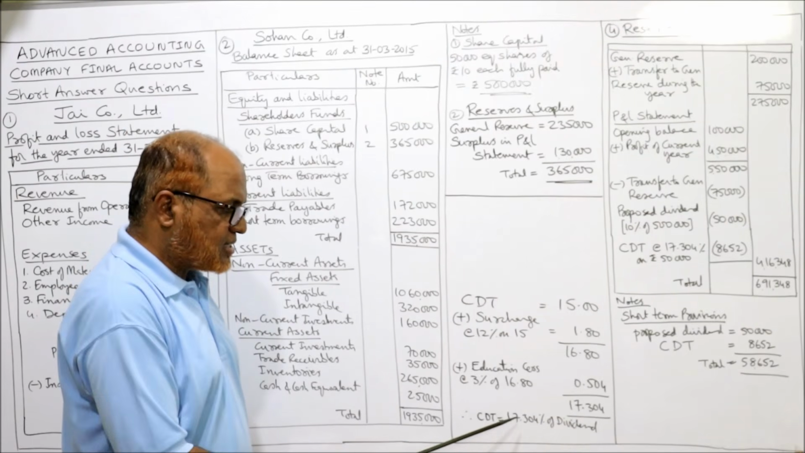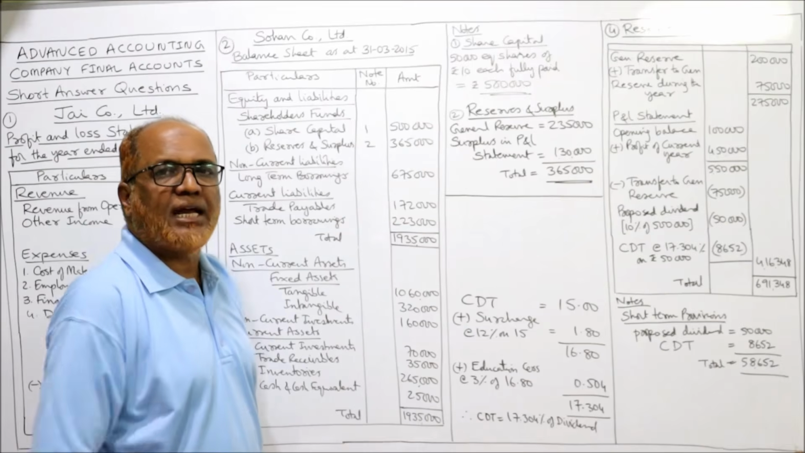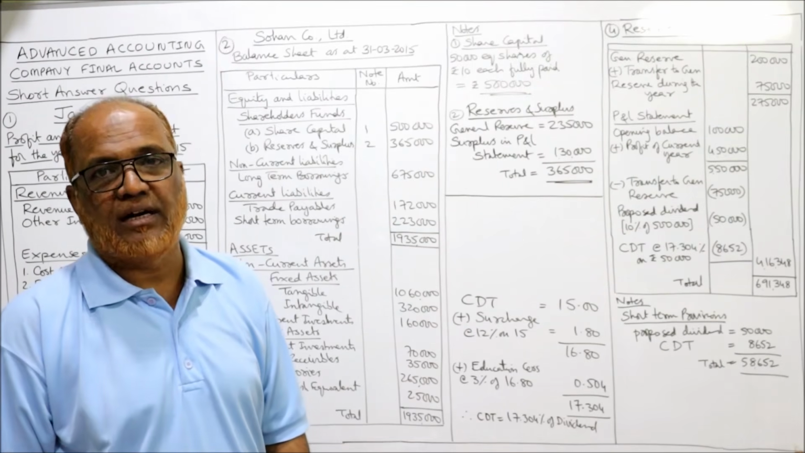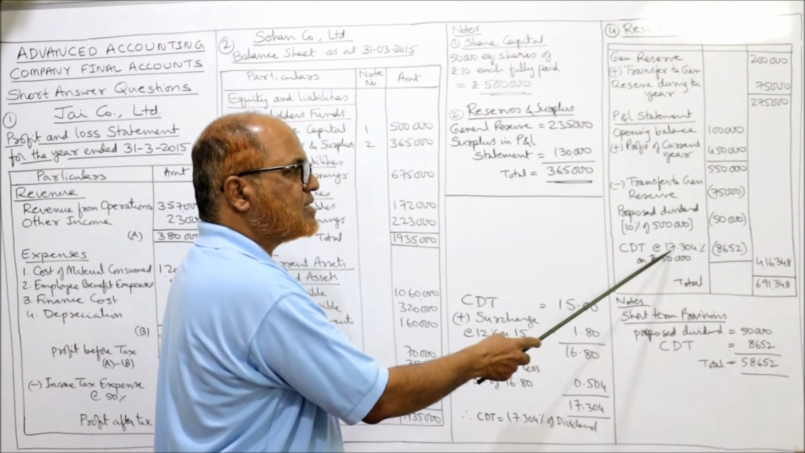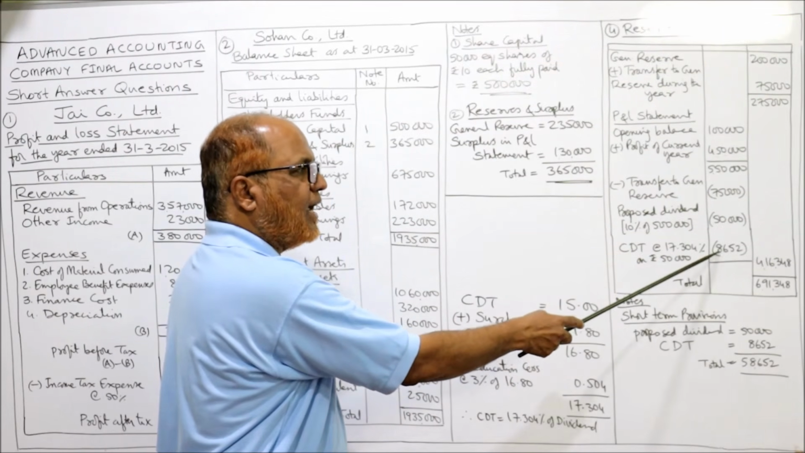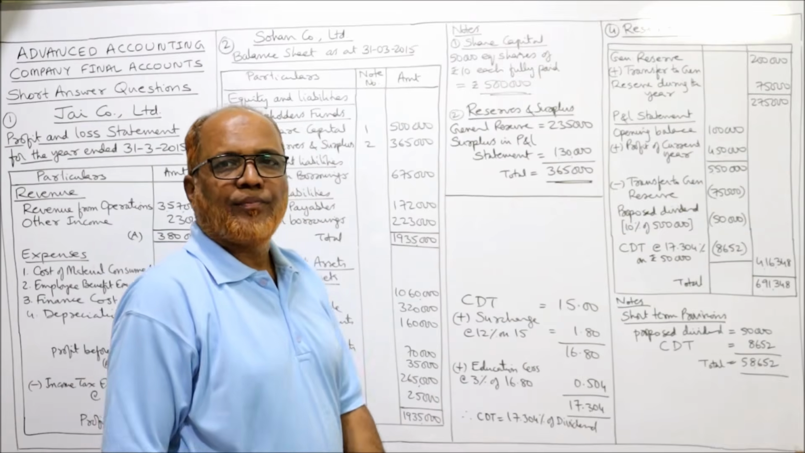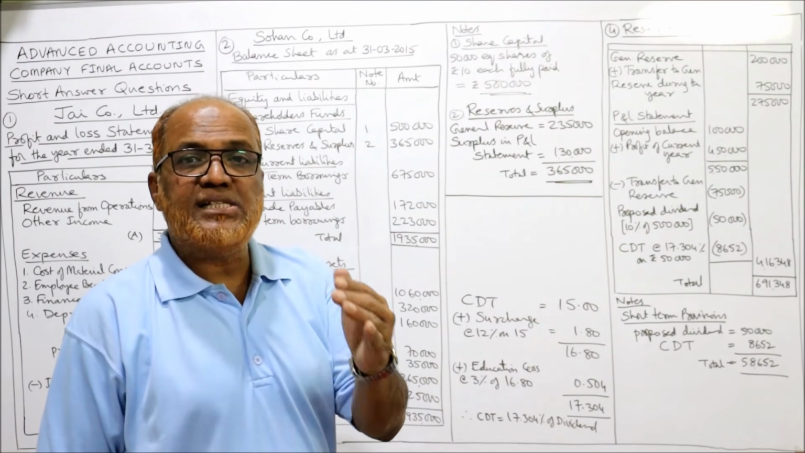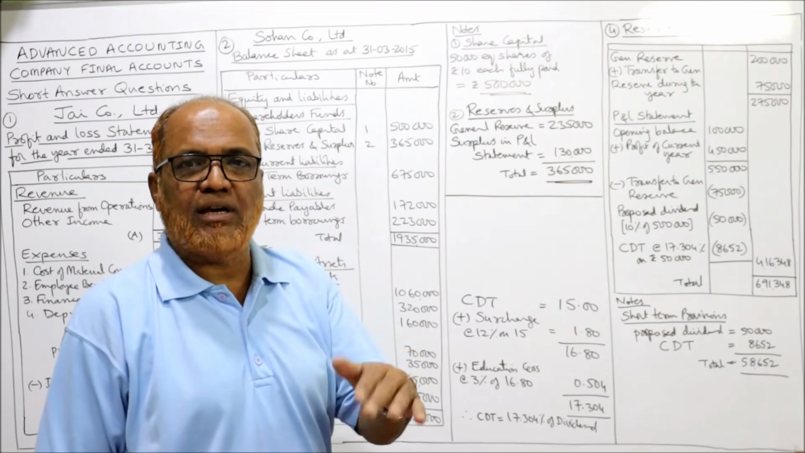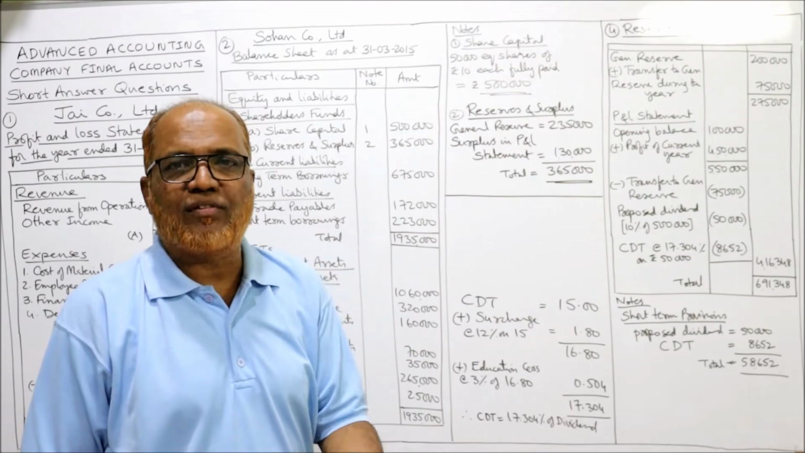So this 17.304 should be calculated on the declared dividend. Here the declared dividend is 50,000. So 17.304% of 50,000 is 8,652. So the company has to pay 8,652 CDT, corporate dividend tax. This also has to be paid. From where will we pay? We will pay from profit.